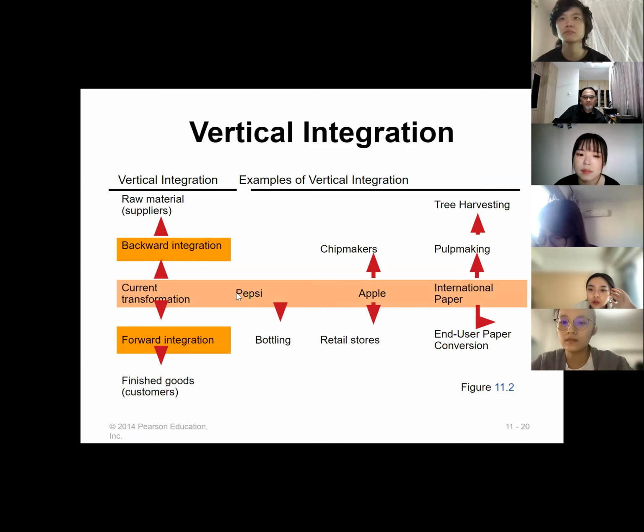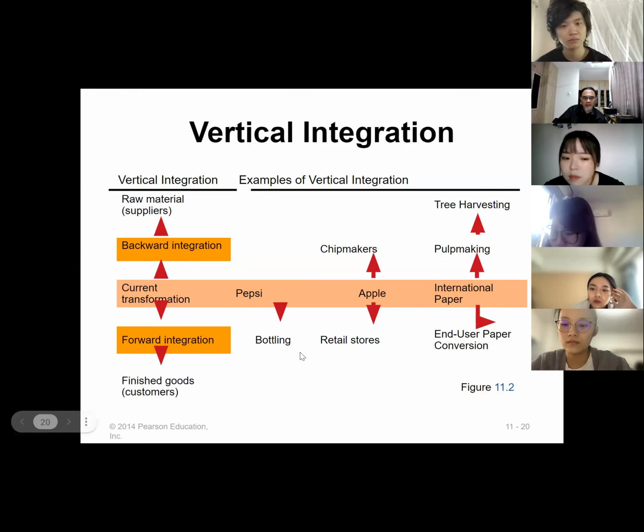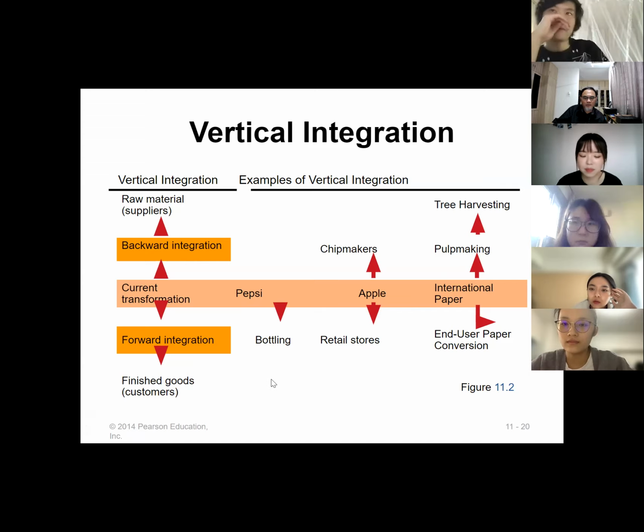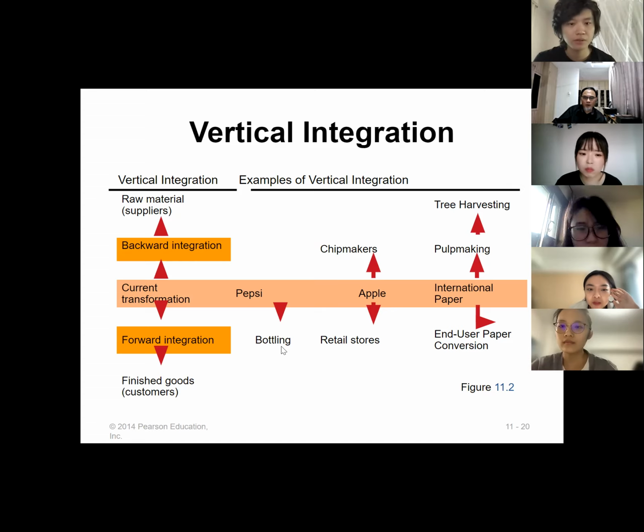So if you read here, Pepsi Cola, if they do their own bottling and also do their own selling, is it forward or backward integration? Yule, whether it is forward integration or backward integration? Forward. Bottling for Pepsi is forward integration. You understand? Is it right, Yule? Forward integration.